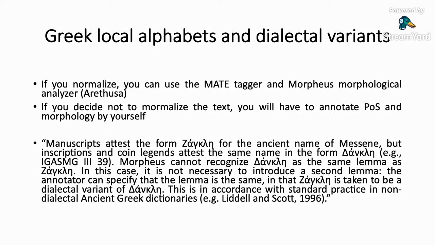So one of the small problems was, for example, with the ancient name of Messina, because the literary sources give it as Zancle, but in inscriptions and on coin legends, you will find Dancle, and so we had to add Dancle as an instance of the same lemma as the forms presenting Zancle.